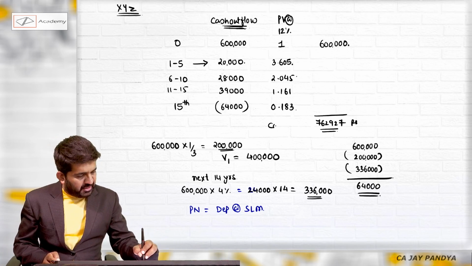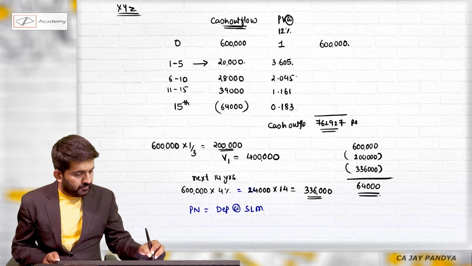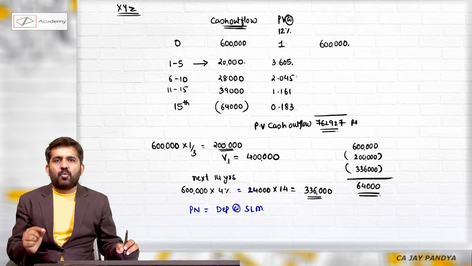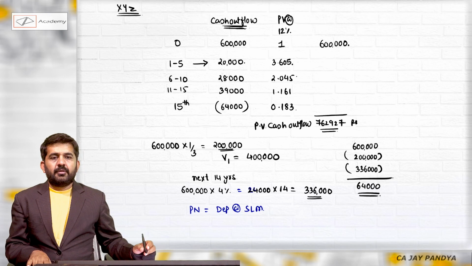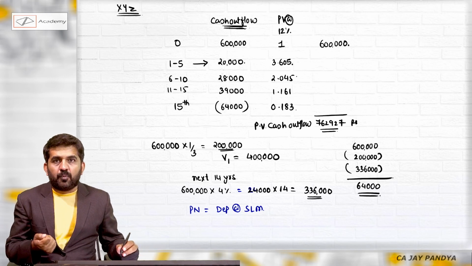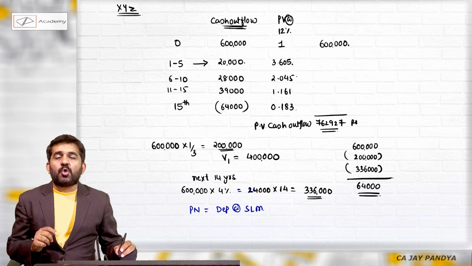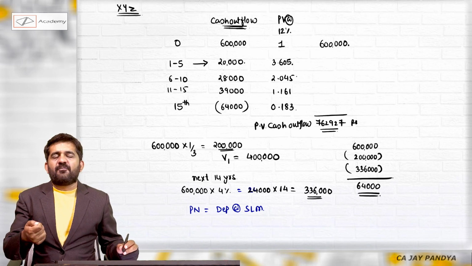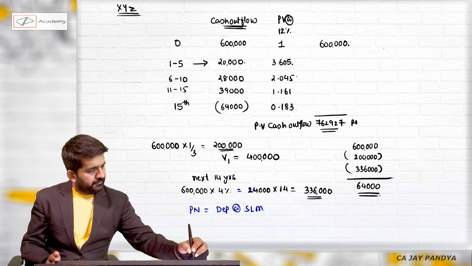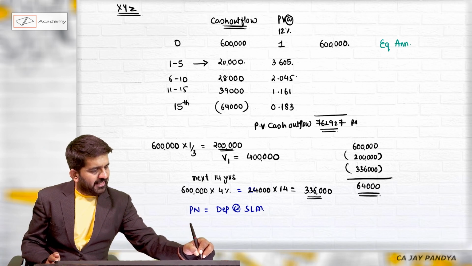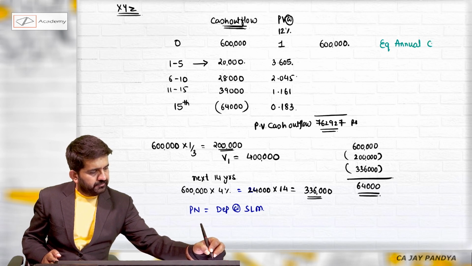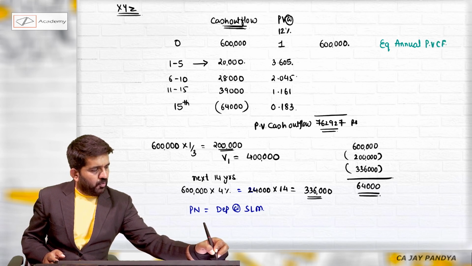This is my cash outflow present value. It is not NPV. It is a present value of cash outflow. I've got present value of cash outflow. Now what I'll find out is equalized annual NPV. No, equalized annual present value of cash outflow. So I will find out equalized annual present value of cash outflows.